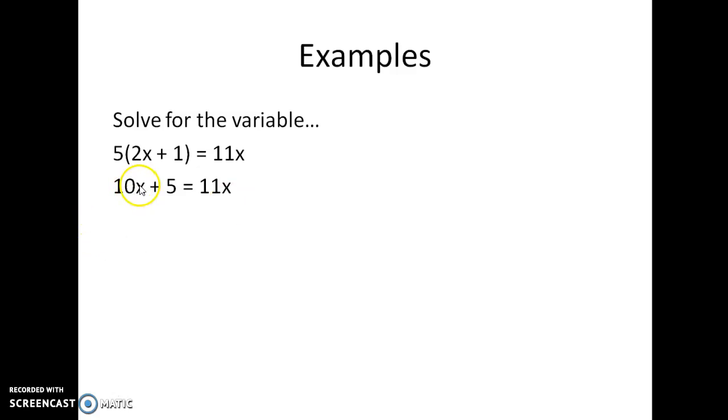Okay, now I need to move this. Notice how there's a variable here and a variable here. This is still a two-step equation. Even though before we had 2 constants, now we have 2 variables. It's the same idea. We're going to take this 10x and move it over to the other side, so I'm going to subtract 10x on both sides. And actually this works out really nice because I have 5 on this side, and then 11 minus 10 is 1, which is just plain old x. 1x is the same as x. Okay?